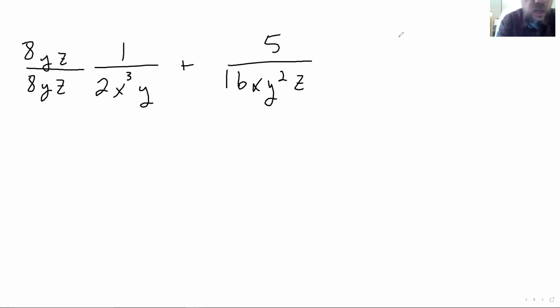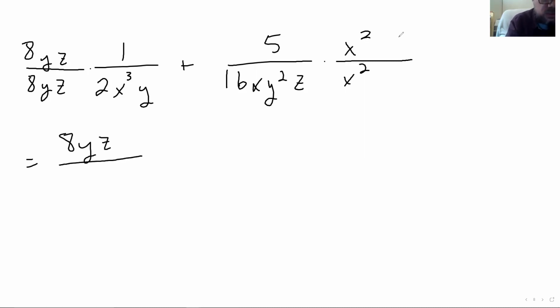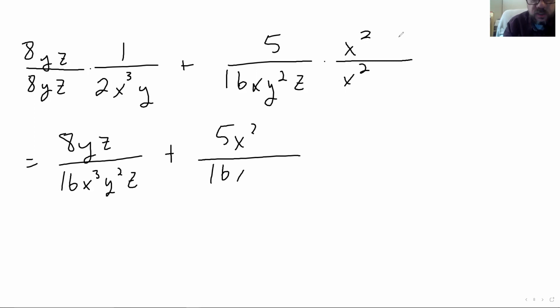And then over here, I was missing, well, I have all the 2's. I need 2 more x's. I have all the y's, and I've got the z. So is it just x squared that I'm missing? Yes. Okay, so then I'm going to get 8yz over my denominator, 16x to the third, y to the second, z, plus 5x squared over 16x to the third, y squared, z.